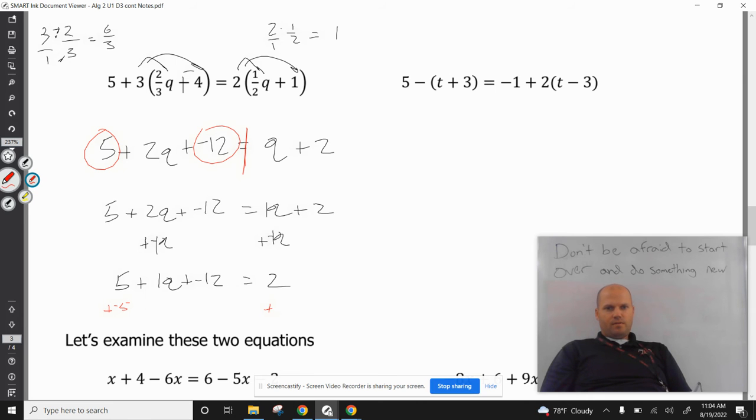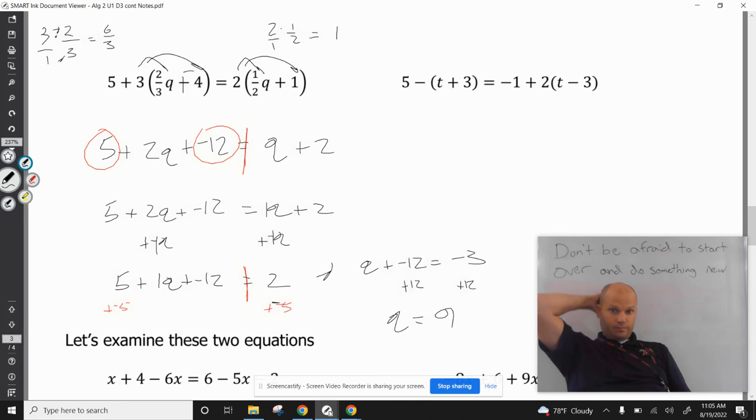Get rid of the 5. Both sides of the wall, both sides of the equation. Keep things balanced. What happens? Now you have q plus negative 12 equals negative 3, because I added negative 5. Now add the 12. I have 12, I owe 3, a net 9. Okay, look, I did something new. I didn't same side combine, but I'm still going to get the right answer.